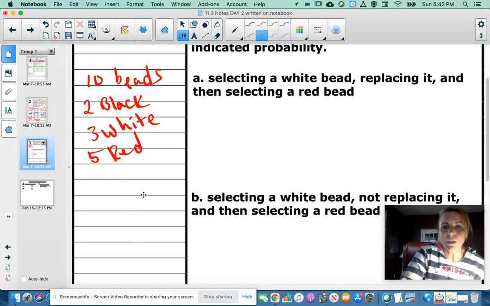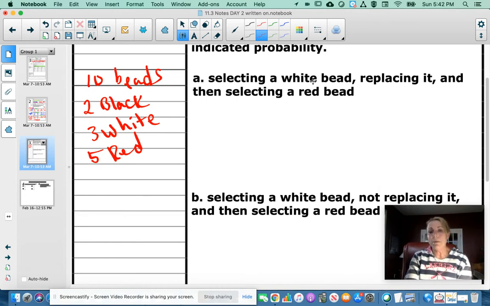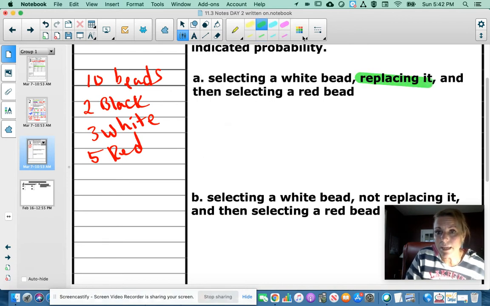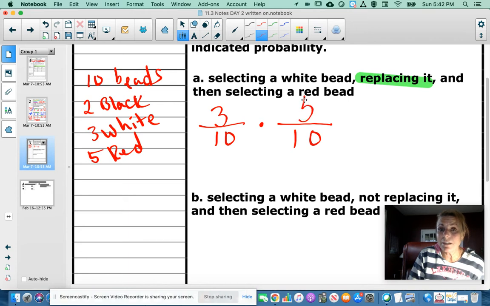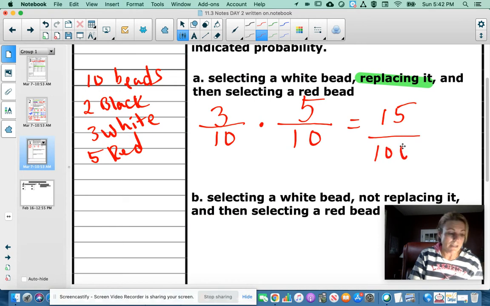Perfect. What's the probability of selecting a white bead, replacing it, and then selecting a red bead? Selecting them one at a time. Well, there are 10 beads. I replaced it before I picked the second bead, so there's still 10. How many of the 10 beads are white? I have a 3 out of 10 chance of picking a white bead, and I have a 5 out of 10 chance of picking a red bead. 3 times 5 is 15. 10 times 10 is 100. That reduces to 3 over 20.